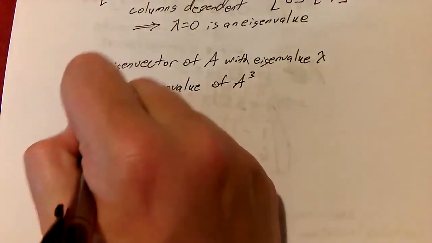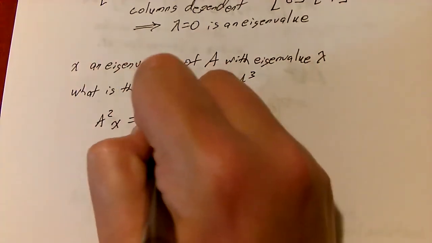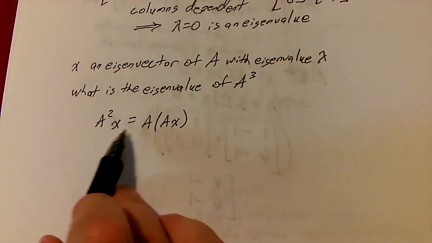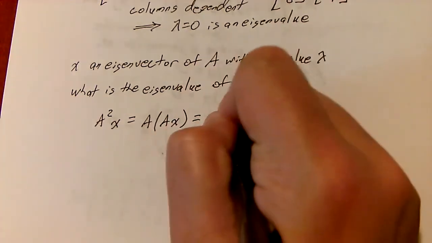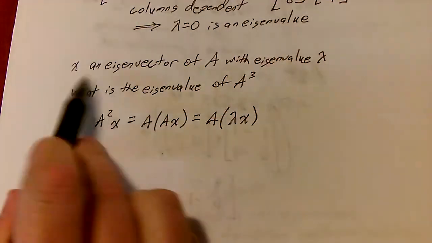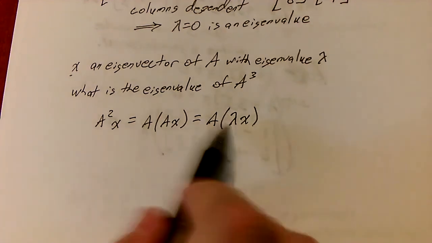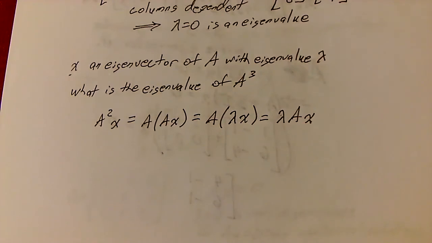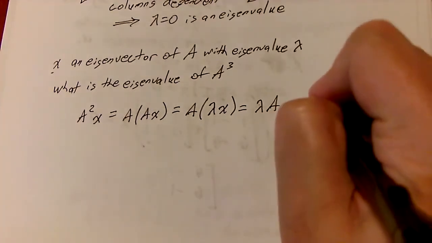So first let's talk about A squared. A squared x would have to equal A times Ax, because A squared is A times A, and we know matrix multiplication is associative. I know then that Ax is lambda x, because x is an eigenvector of A with eigenvalue lambda. I can take a scalar and pull it out front, so I get lambda times Ax. Remember, scalars you can always bring to the front. Well, Ax is lambda x again.